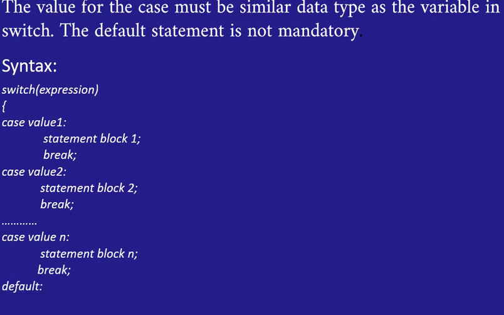Suppose you enter day equals 7, there is no 7 or 8 day, 7 is not mentioned in your program. If 7 is mentioned, then Sunday will come, but if 7 is not mentioned and you enter the value 7, the default value will be displayed: invalid day.